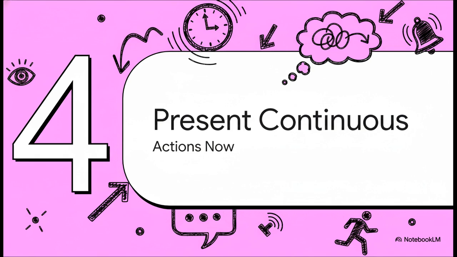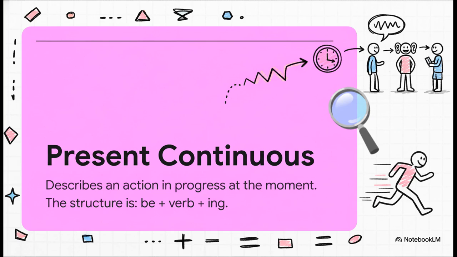So, simple present is perfect for habits, for stuff you do all the time. But what about what you're doing right this second? For that, we need to pull another tool out of our kit. Let's talk about the present continuous. The formula for this one is actually super straightforward. You just need two parts.